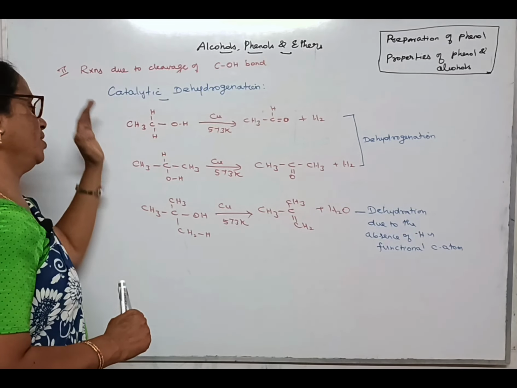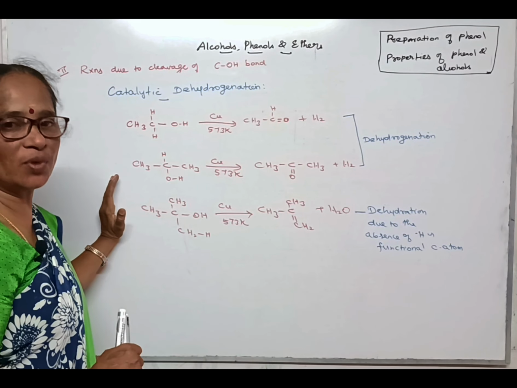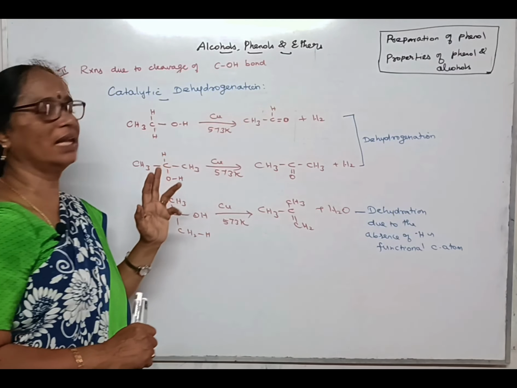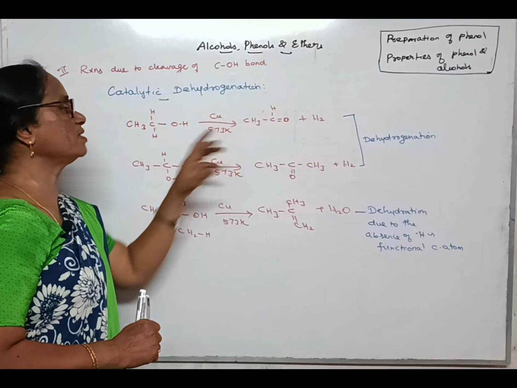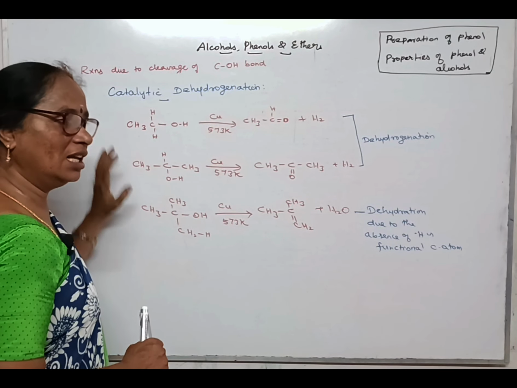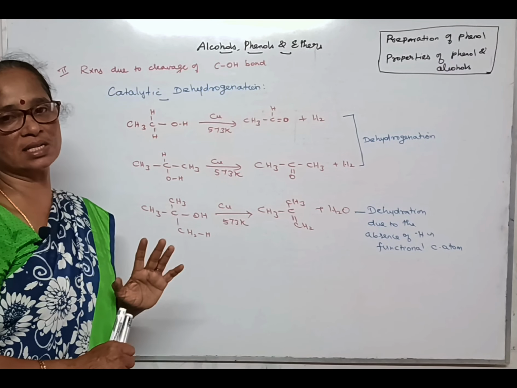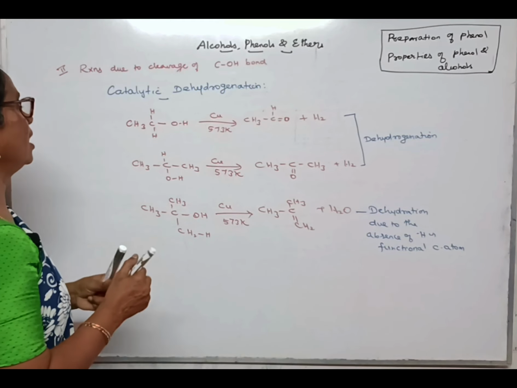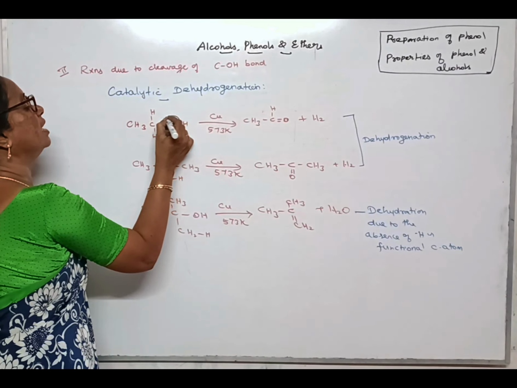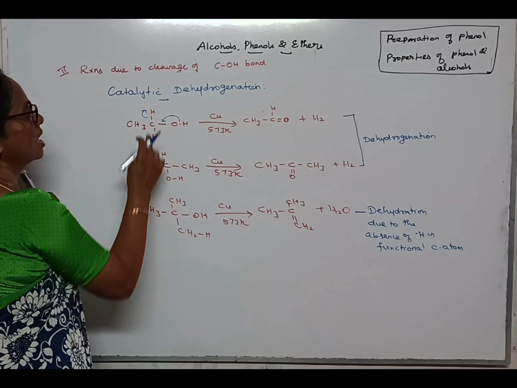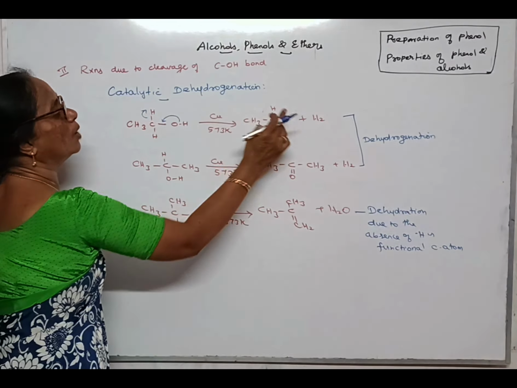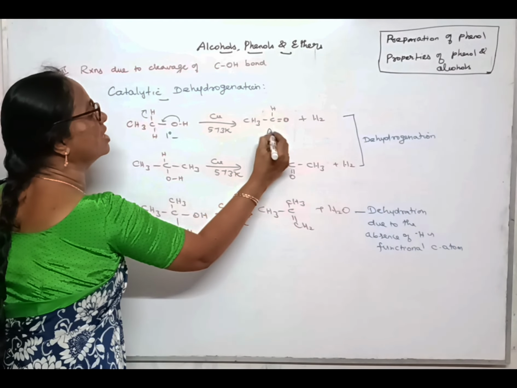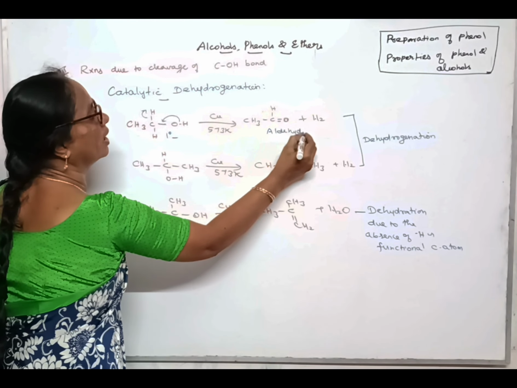So here we are going to take all the 3 types of alcohol. When the vapors of alcohol are passed over heated copper at 573 Kelvin, it undergoes only dehydrogenation. Dehydrogenation is the removal of hydrogen. Let us take the primary alcohol and see how the removal of hydrogen proceeds. The carbon and oxygen develop a double bond. So when primary alcohol undergoes dehydrogenation, we get aldehyde as the product.